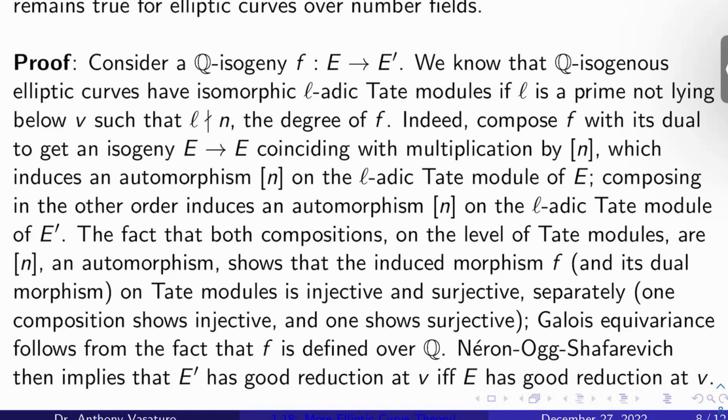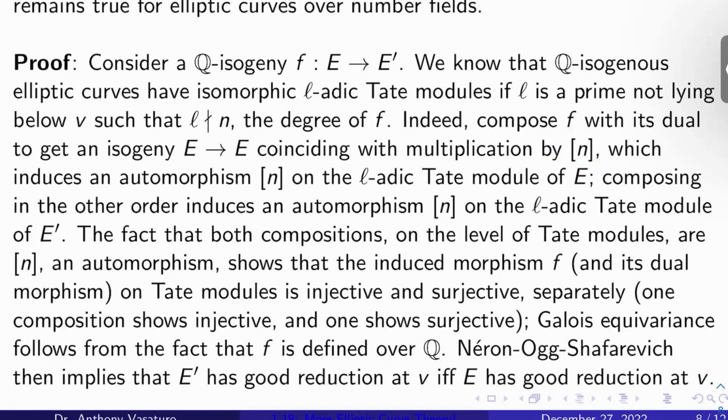So why is that true? Well, if you compose f with its so-called dual isogeny from E' to E going the other way, you get a map from E to E coinciding with multiplication by n. That's just basic dual isogeny theory. You can find that in Silverman 1.